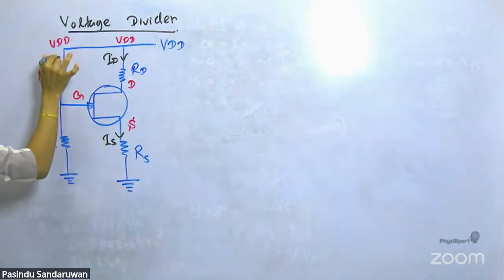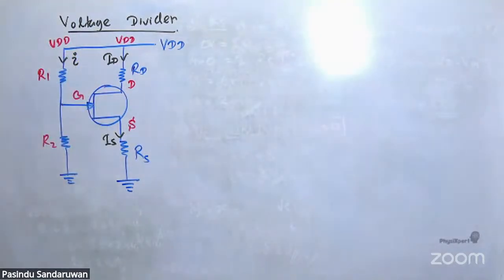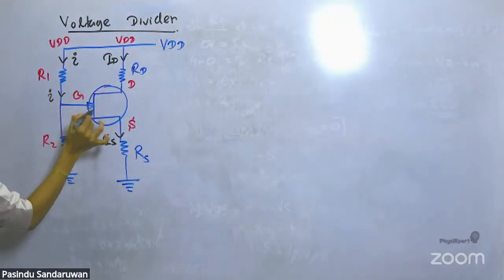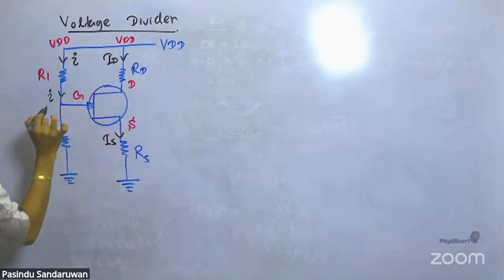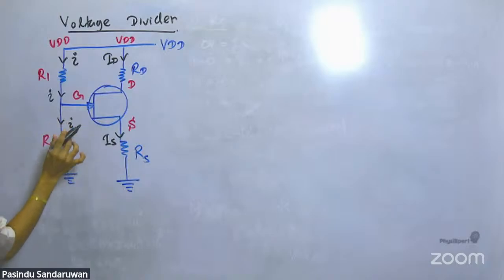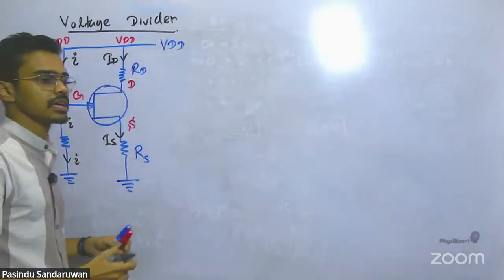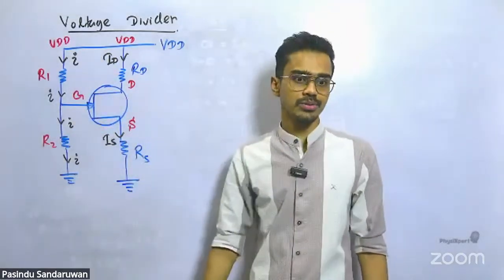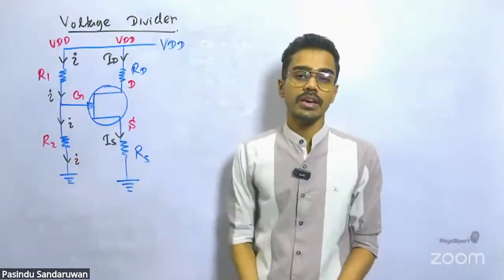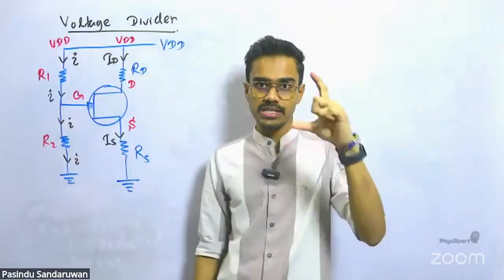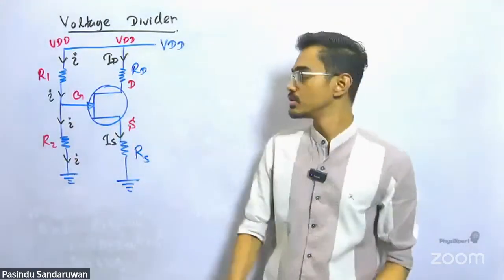About here, say this current is a single line. The current which comes to here can't go into the gate because no current flows into the gate. Then, without dividing, this total current flows down like this. Which means the same current flows through R1 and R2. If the same current flows through both resistors, these two resistors are in series combination. Since these two are in series, we can apply voltage divider to find VG.